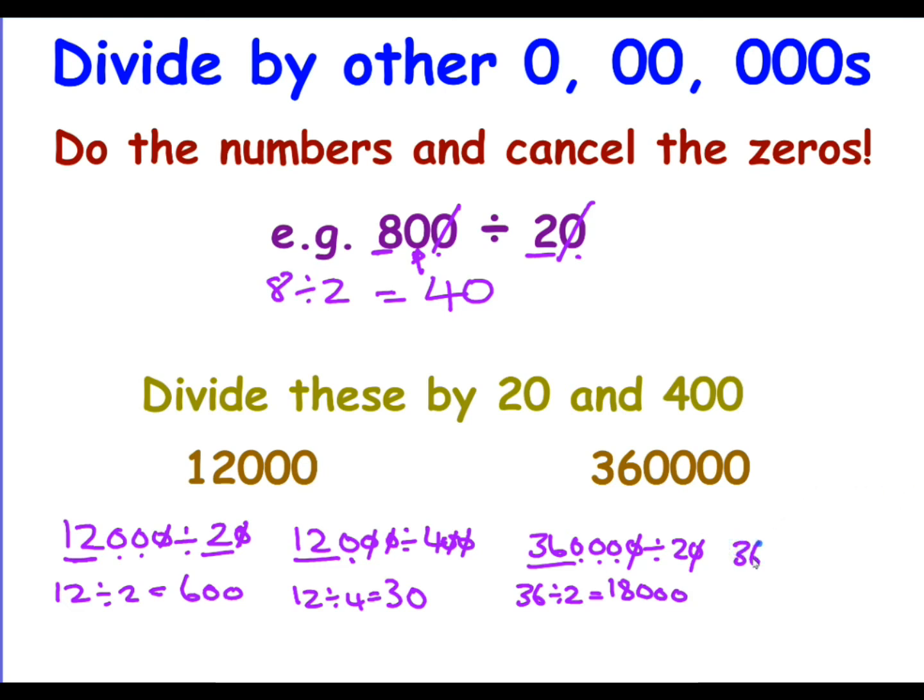Next, we have 360,000 divided by 400. So 36 divided by 4 is 9. We've got 2 zeros on the 400 that we cancel over here, so our answer has the 2 remaining zeros added on. So our answer is 900.